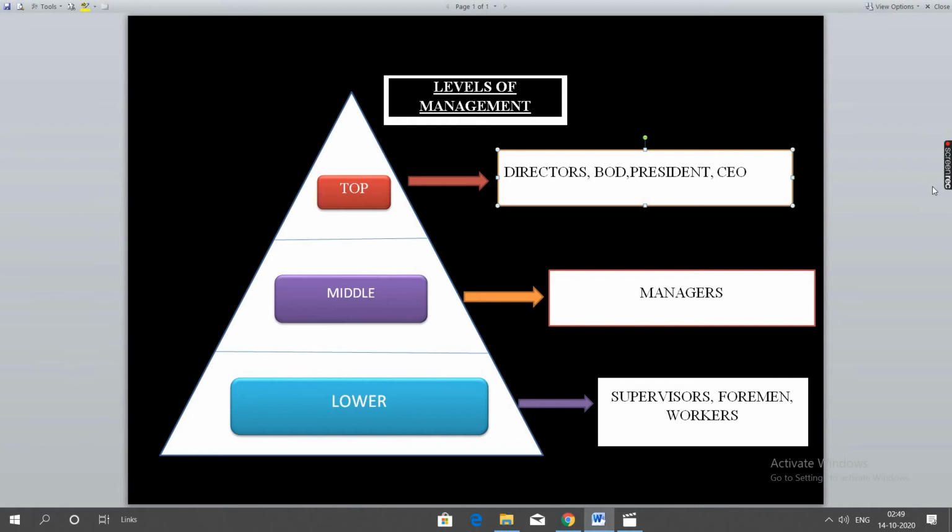So students, very well done. You are in a good position to tell me what are the various levels of management. So let's proceed.